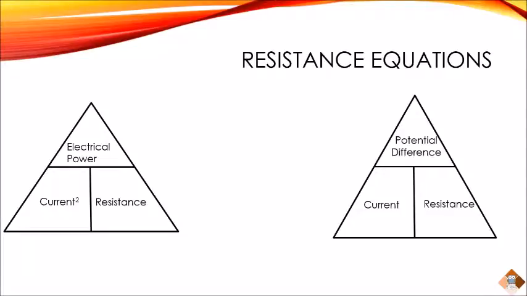Resistance can be calculated in the following two equations. Resistance equals electrical power divided by current squared, and resistance equals potential difference divided by current.